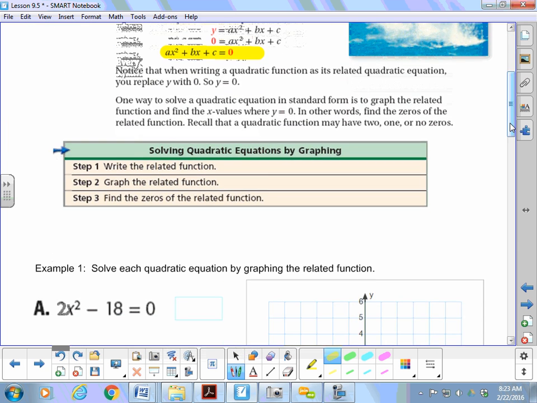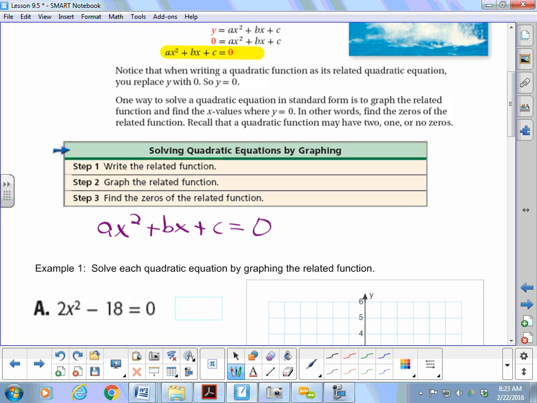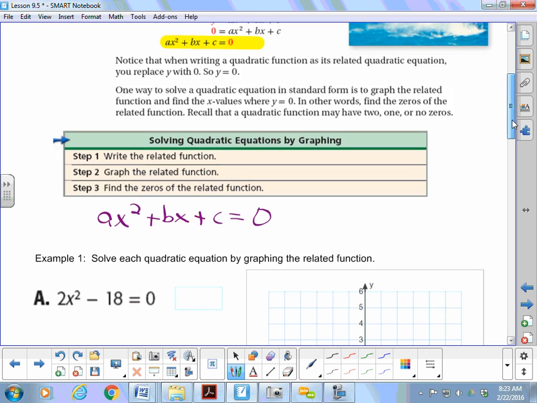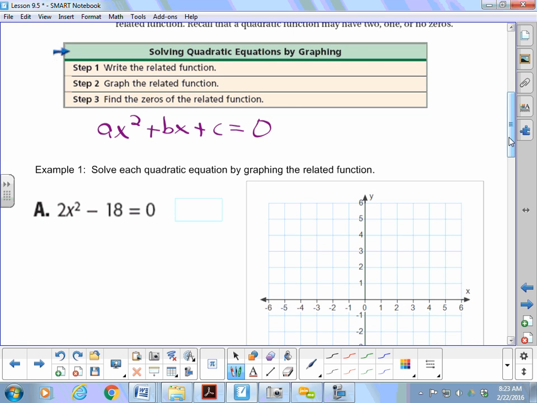So first of all, with graphing, we want to write the related function, graph it, and then find the zeros. But we always want to make sure that it is in the form of ax squared plus bx plus c equals 0. It's got to always be in that form. All right? So letter A. We're going to graph and find the zeros. 2x squared minus 18 equals 0.